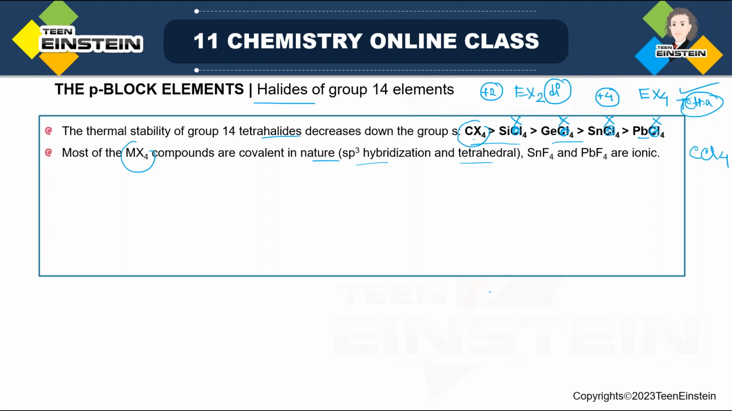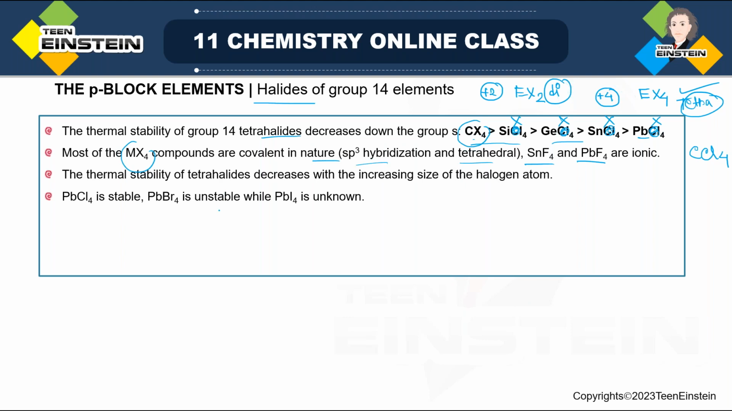Now, though we are saying that all of these are covalent, there are 2 exceptions. That is for the last 2 elements, Sn and Pb. When Sn and Pb are with the fluoride anion, then there is some ionic nature. Fine. So for these two, it is not covalent in nature, it is ionic in nature.